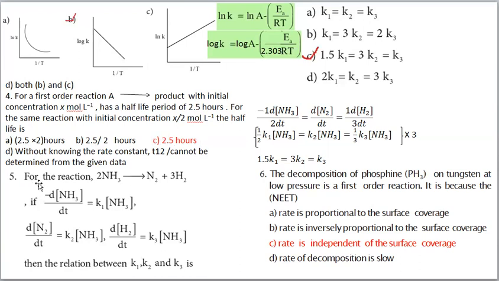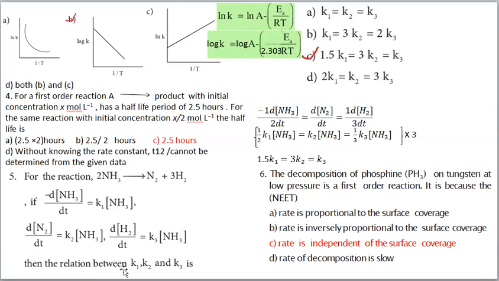And then for the reaction, 2NH3 gives N2 plus 3H2. If minus d concentration of NH3 by dt equal to, that means in terms of reactant, okay, K1 into NH3 concentration, then d N2 by dt, since it is a product, positive sign, okay, d N2 concentration by dt equal to K2 into NH3 concentration. Similarly, d H2 concentration by dt equal to K3 into NH3.